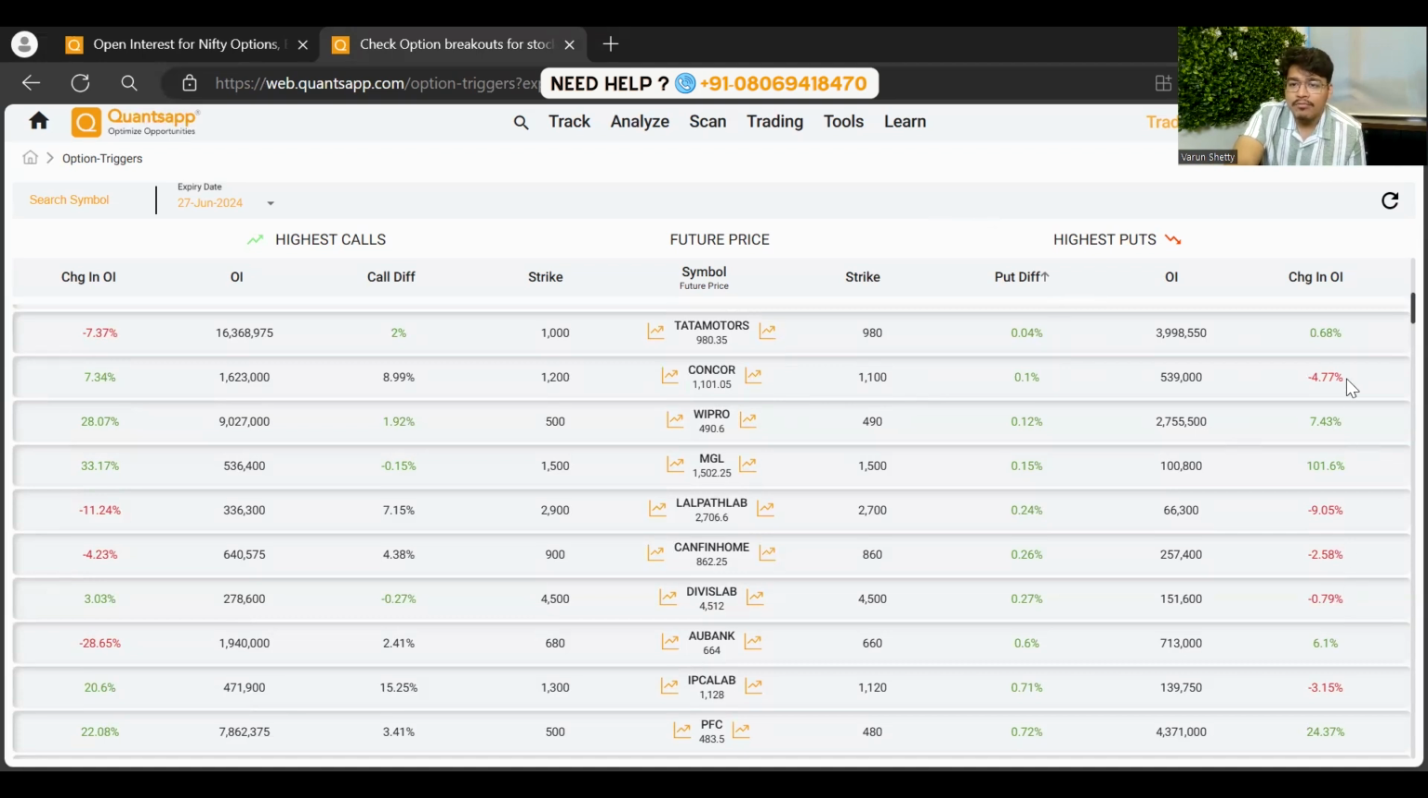Okay. We can already see unwinding has already started to happen, right? So Container Corp would further fall down, right? Lalapath Lab, again, same thing. Canara Finance Home, same thing. DB's Lab, same thing, right? So wherever you see unwinding starting to happen, you can actually enter that trade. At least based on data, there is a good chance that you can enter that trade. So that is how you can use this thing.